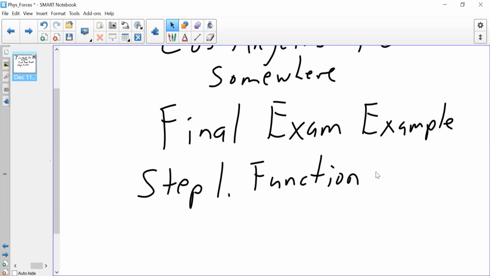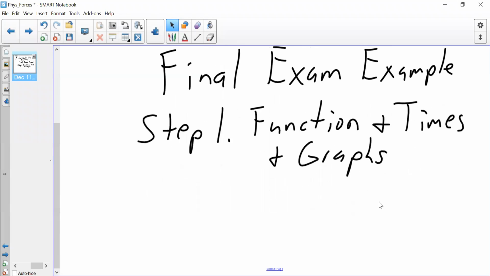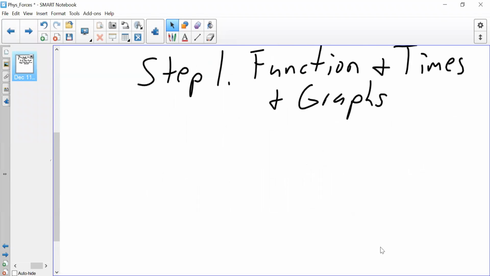I'm going to give you your function, the times that you're going to use for that function to generate the positions, and the graphs associated with that function. So you know exactly, when you're starting to plot the points, the shape of the graph that you should be drawing. Otherwise, it can be a little arbitrary.